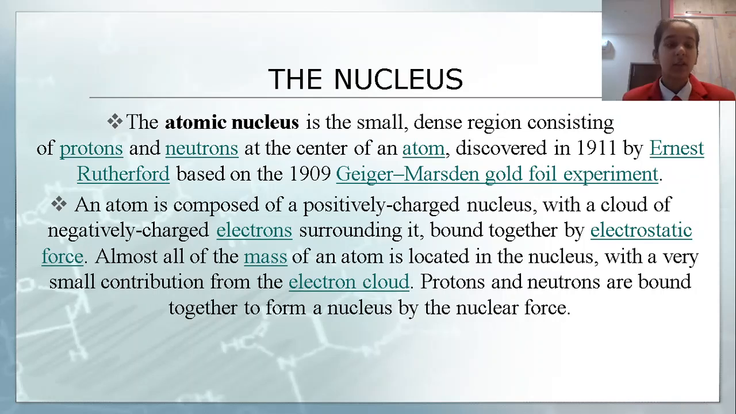Here comes the nucleus. The nucleus is the small dense region containing the protons and neutrons at the center of an atom. It was discovered by Ernest Rutherford with his gold foil experiment in 1909. The atom is composed of a positively charged nucleus with a cloud of negatively charged electrons surrounding it, bound together by an electrostatic force. Almost all the mass of an atom is located in the nucleus, and protons and neutrons are bound together to form the nucleus by the nuclear force.